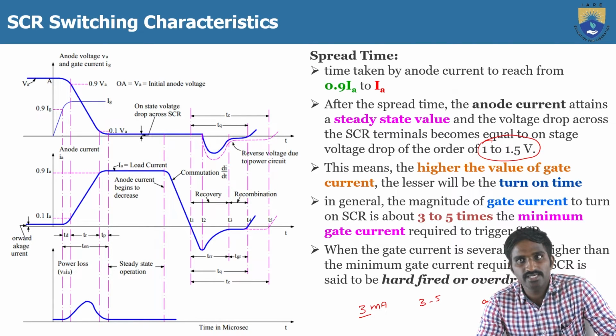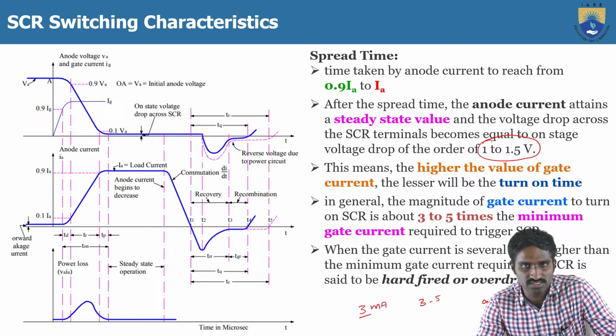When the gate current is several times higher than the minimum gate current required to turn on the SCR, then that SCR is said to be hard fired or overdriven SCR. What is meant by the driven period of the SCR we will discuss in gate characteristics. So that is what we usually call an overdriven SCR.